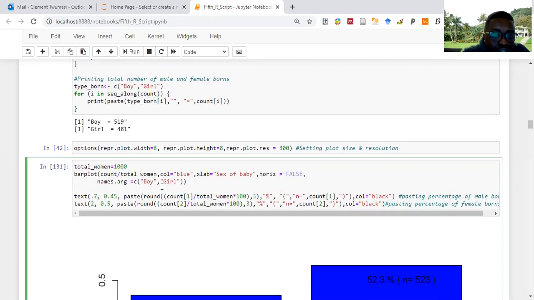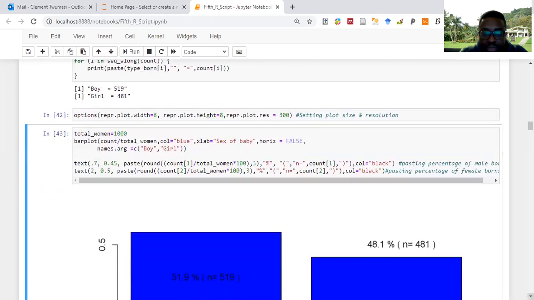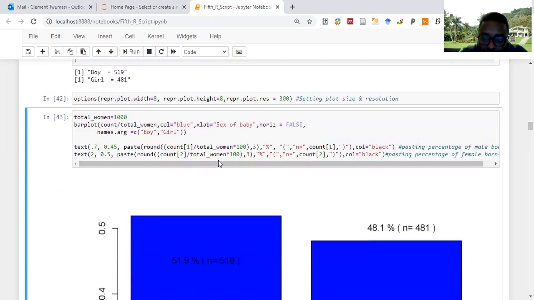So here, I just use this to create a bar plot. Let me just run it now. So at the moment, let me bring this a little bit down.